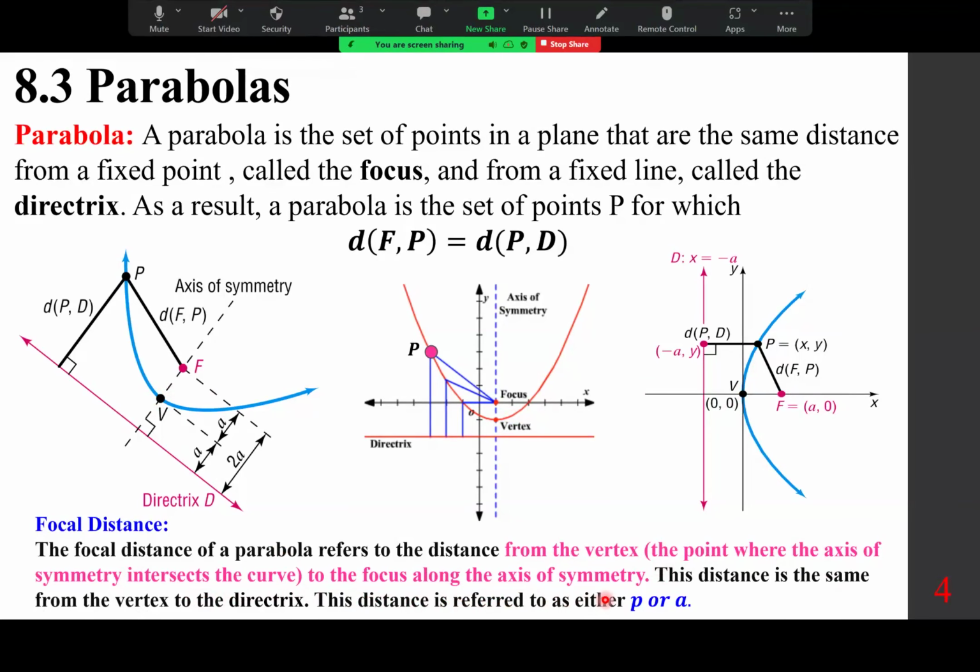This distance is referred to as either P or A. So here's the vertex. Here's the focus. This distance or this distance. So let's go with this distance. And because by definition of a parabola, every point has the same distance from the directrix, these two are the same.